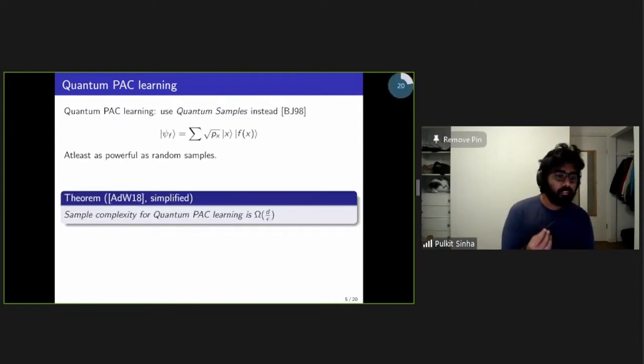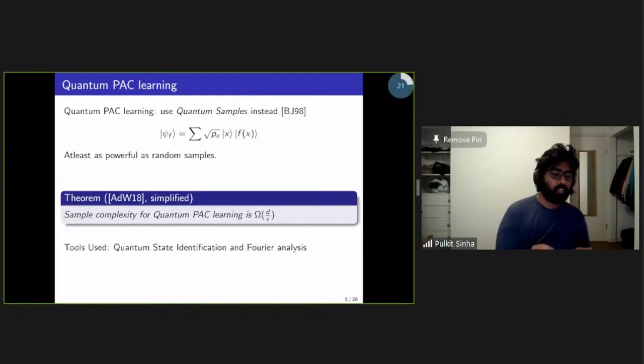Nonetheless, it turns out that even with these supposedly powerful quantum samples, Arunachalam and de Wolf proved that the sample complexity for PAC learning as well is lower bounded by d over epsilon. In the proof of this, they use tools such as quantum state identification using pretty good measurements and some Fourier analysis.